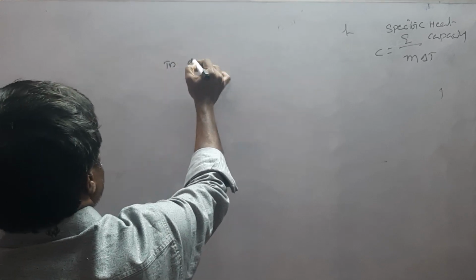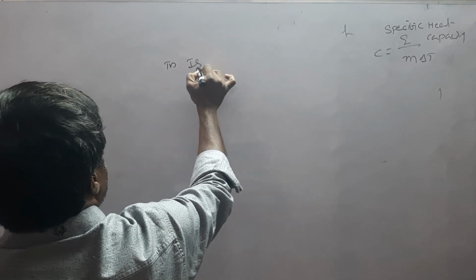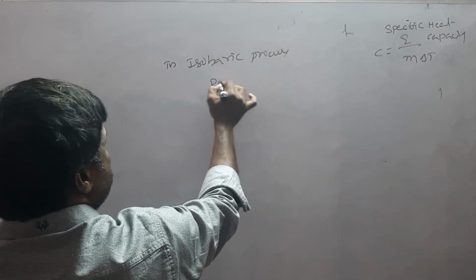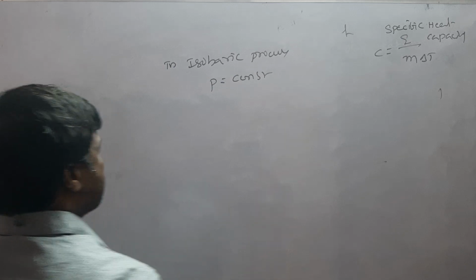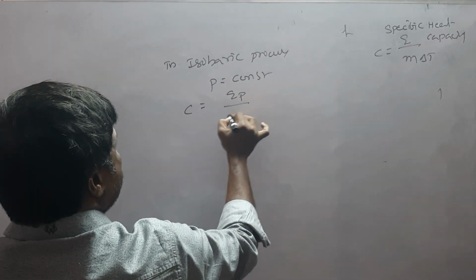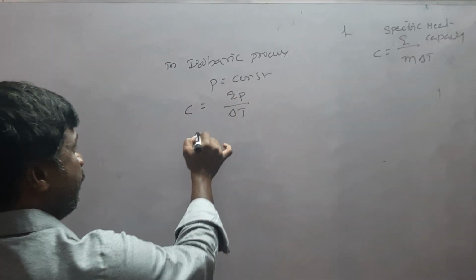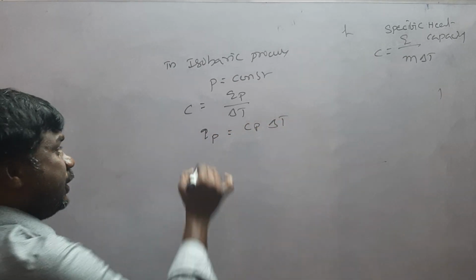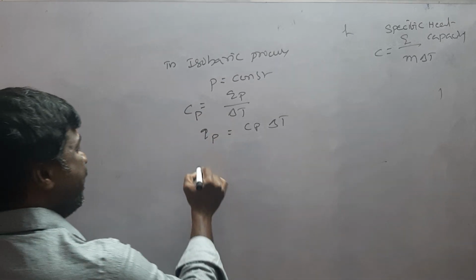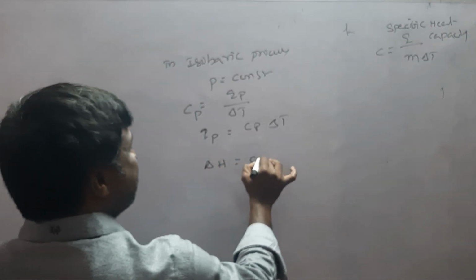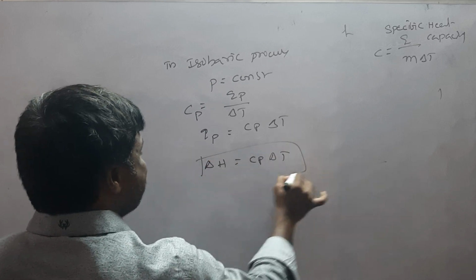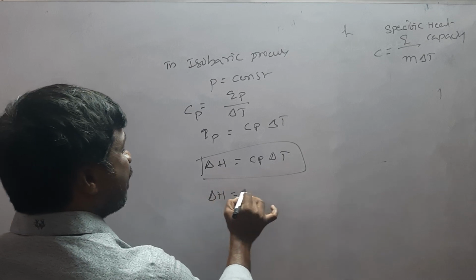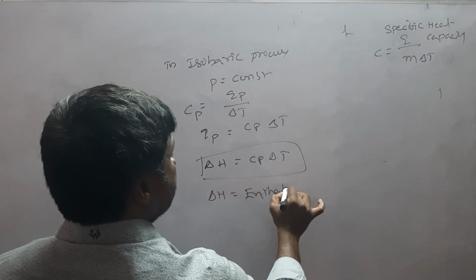In an isobaric process, P equals constant. C equals Qp by delta T, so Qp equals Cp delta T. Here Qp is always delta H. Delta H equals Cp delta T. This is the relationship: Qp means delta H, and delta H is enthalpy.